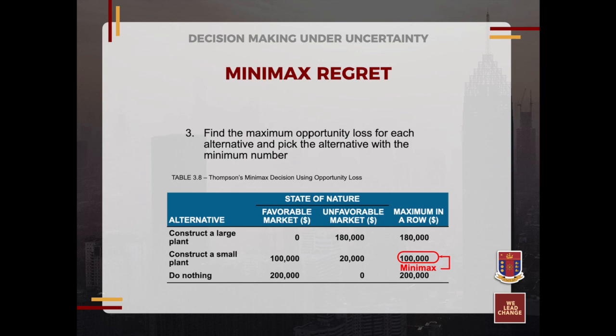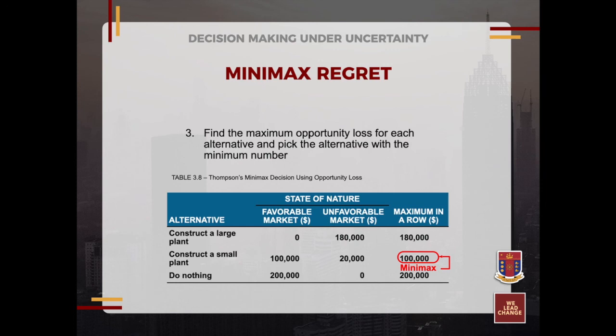Now, since it is called minimax regret, you're going to choose the minimum out of the maximum possible alternatives that may cause you regret, basically. So we will first choose the maximum per row. This is more like a pessimistic approach that you're thinking of what would be the maximum opportunity loss for me for each alternative. Now for the first alternative, constructing a large plant, 0 versus 180,000, we choose the maximum in a row, and that is 180,000. For construct a small plant, we have 100,000 versus $20,000. We choose the highest number, which is $100,000. For do nothing, we have $200,000 versus 0. We choose the highest, which is $200,000.